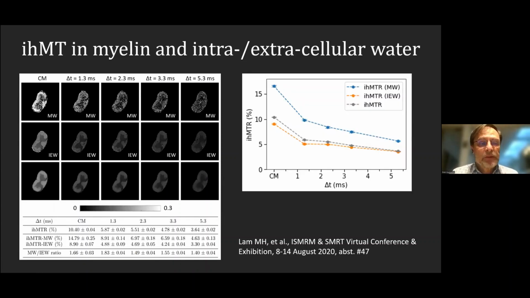And here are some examples, again from the extracted, excised control spinal cord. And we can see that indeed the IHMT ratio calculated from the myelin water signal is much higher than in the intra-extracellular water, or for that matter, the IHMT ratio from the signal where both myelin water and intra-extracellular water are collected.